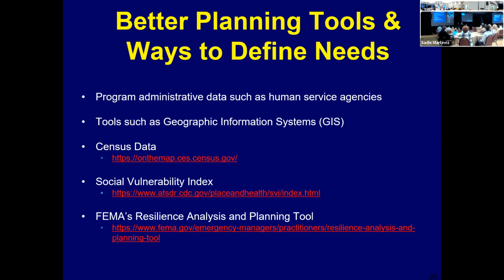There are better planning tools that we all have access to, and I've listed them here. There's program administrative data from things like the VA and Social Security, and there's a lot of local administrative data. There are tools like GIS that can be used. There's great census data. There's social vulnerability index data. And there's FEMA's resilience analysis and planning tool data. There's a lot of better data out here than counting on 1% of those needing help to register.